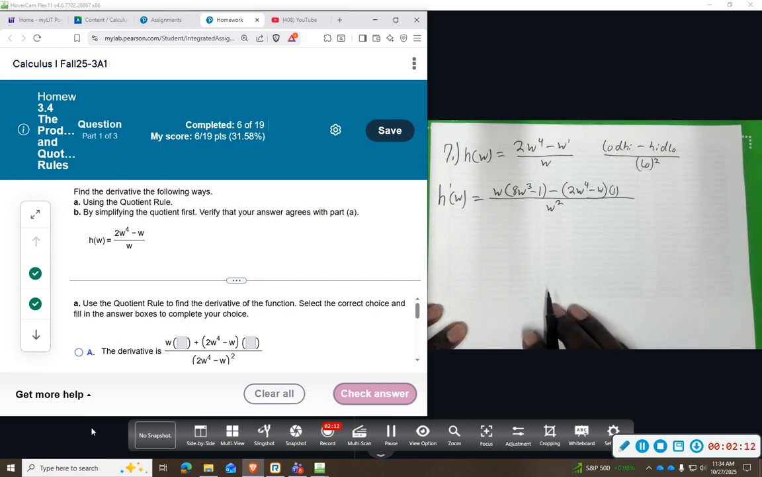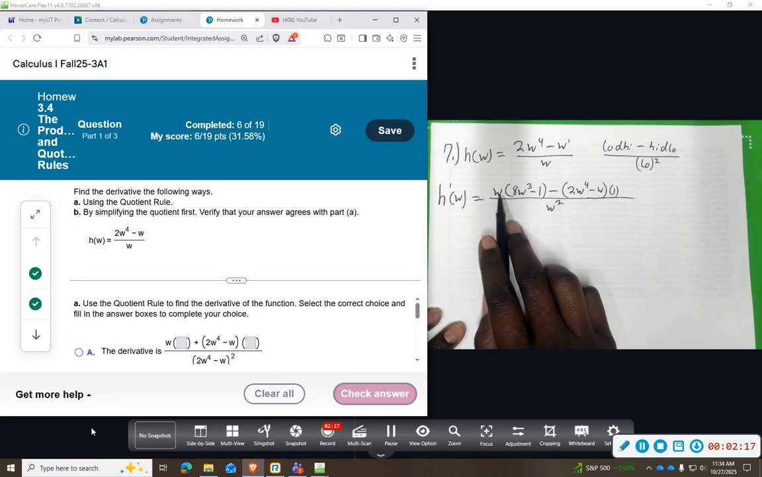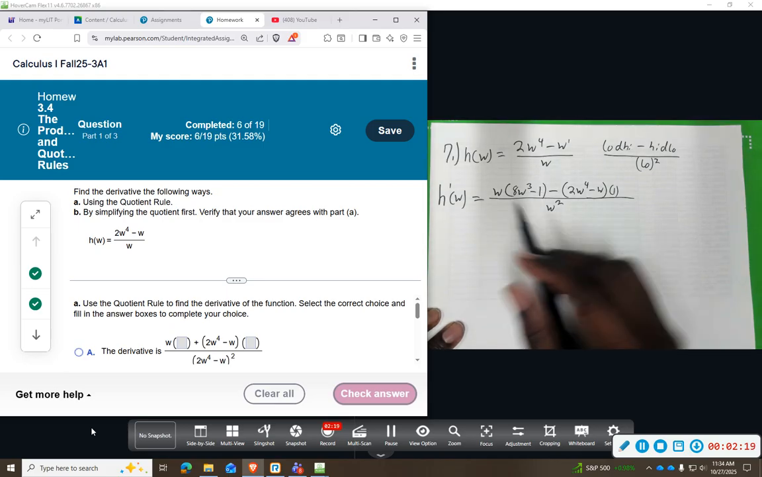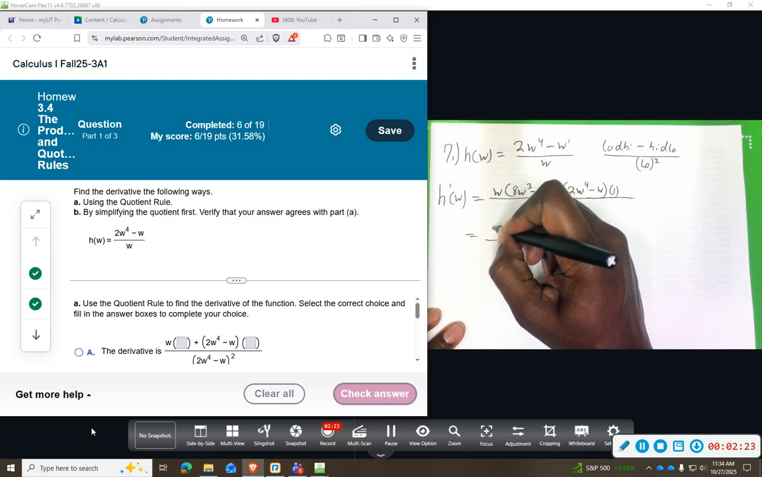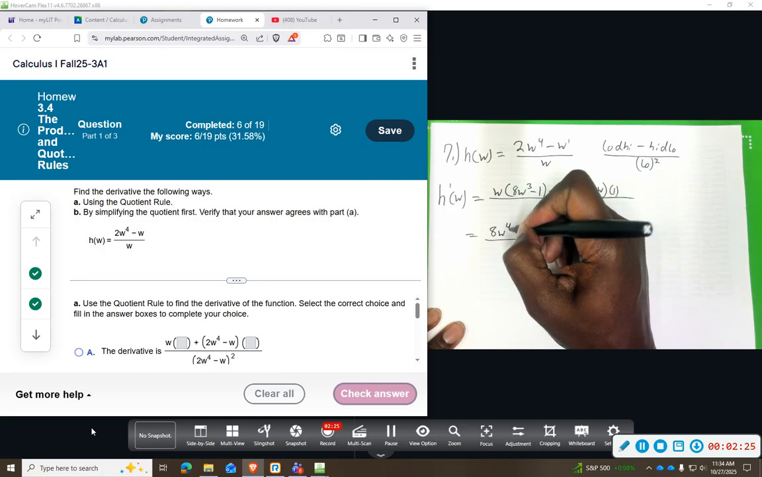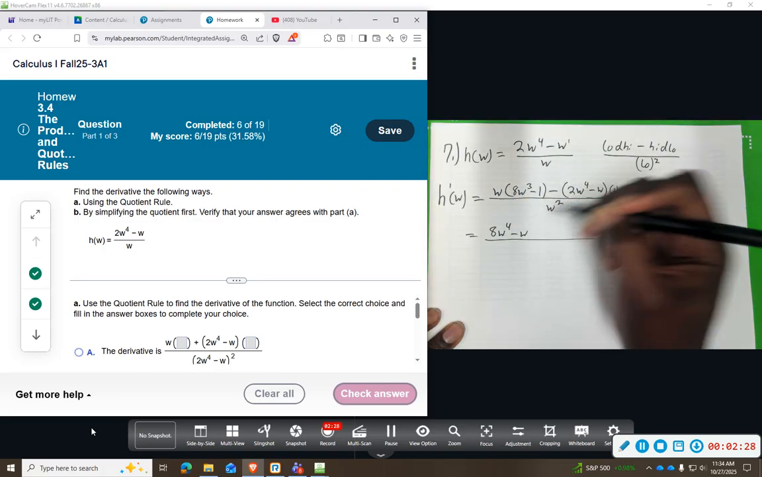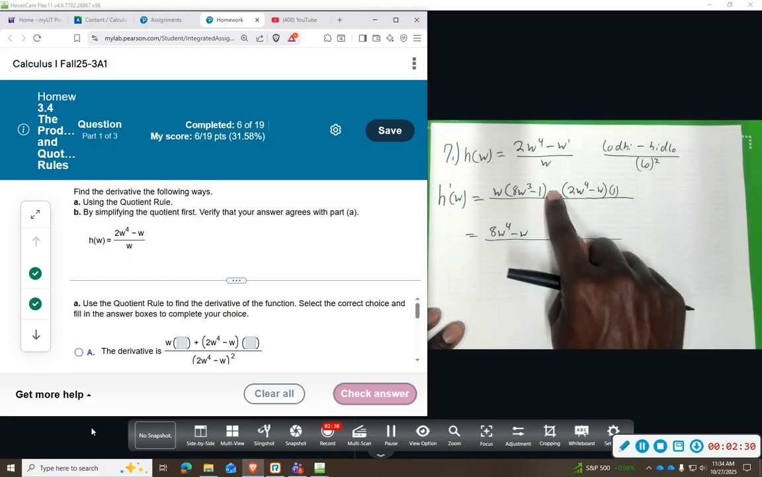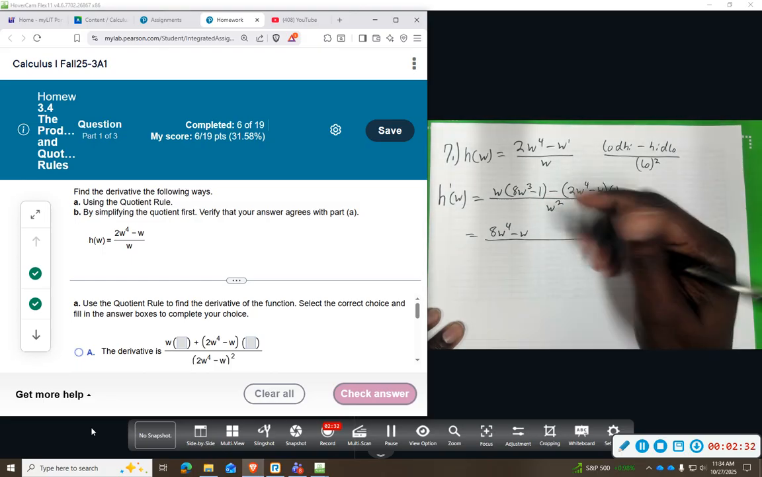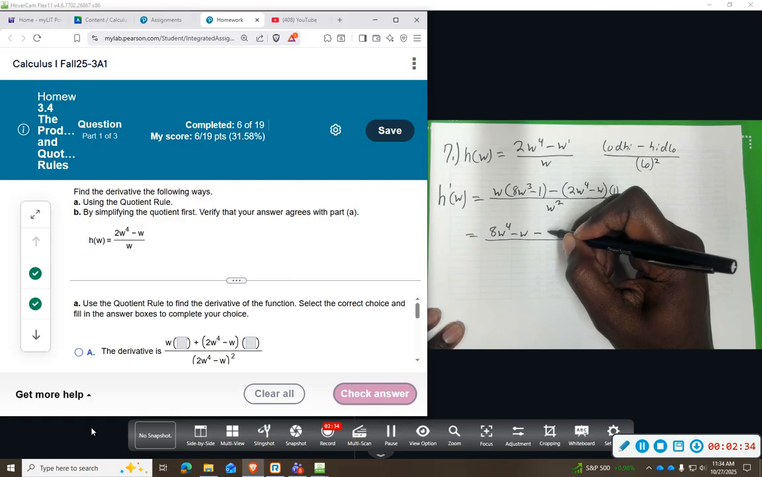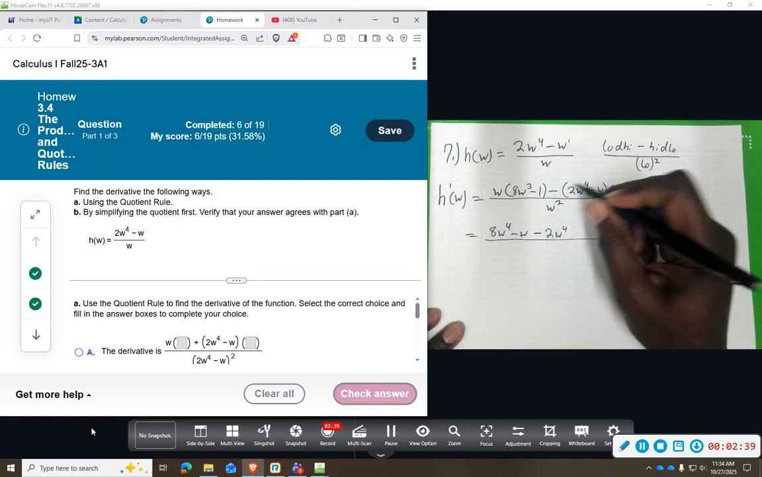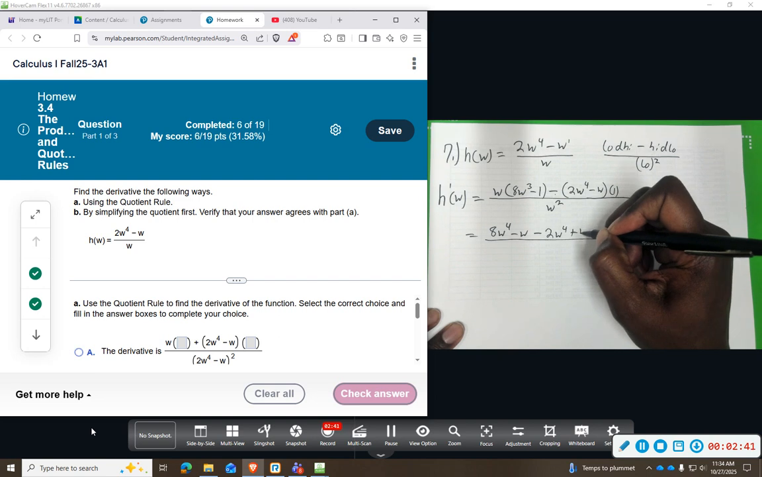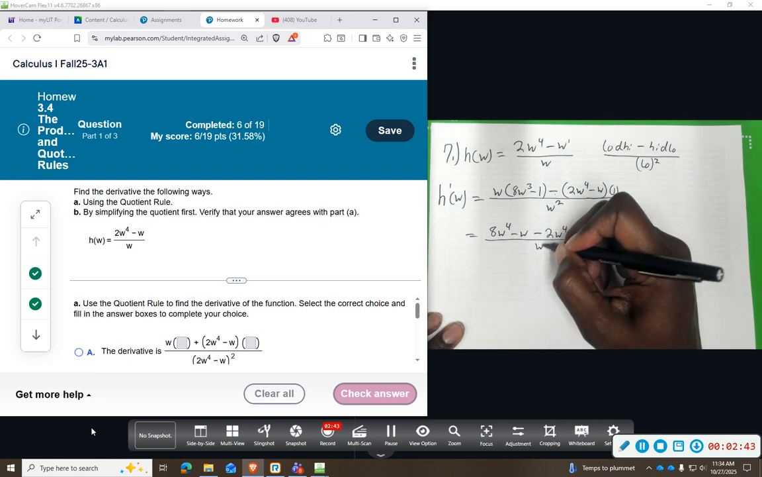Now we're going to go through and simplify this as much as possible. So we'll start out by distributing w through the first set of parentheses. That will give us 8w to the 4th minus w. And then times 1 will be the same, so we'll just distribute the negative 1. So this will be a minus 2w to the 4th, and then minus a negative becomes plus w, and then this is all over w squared.